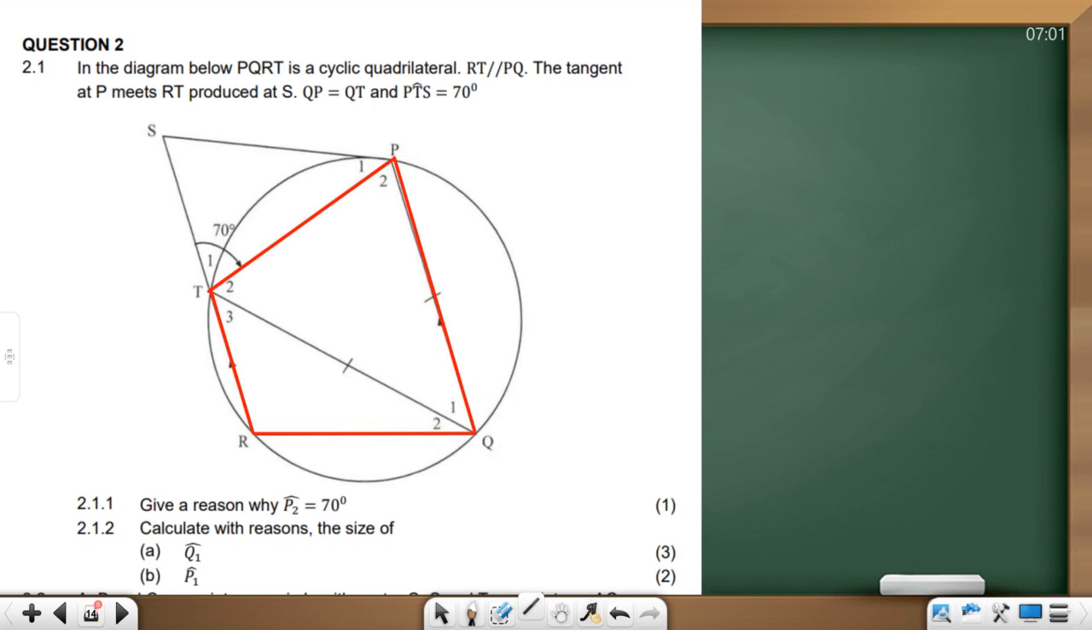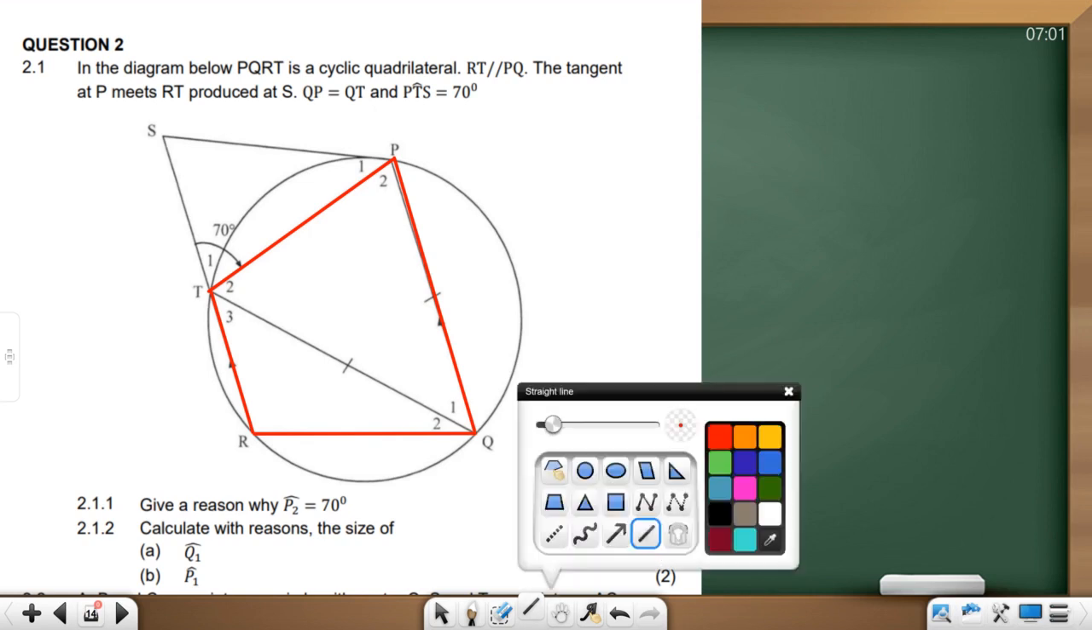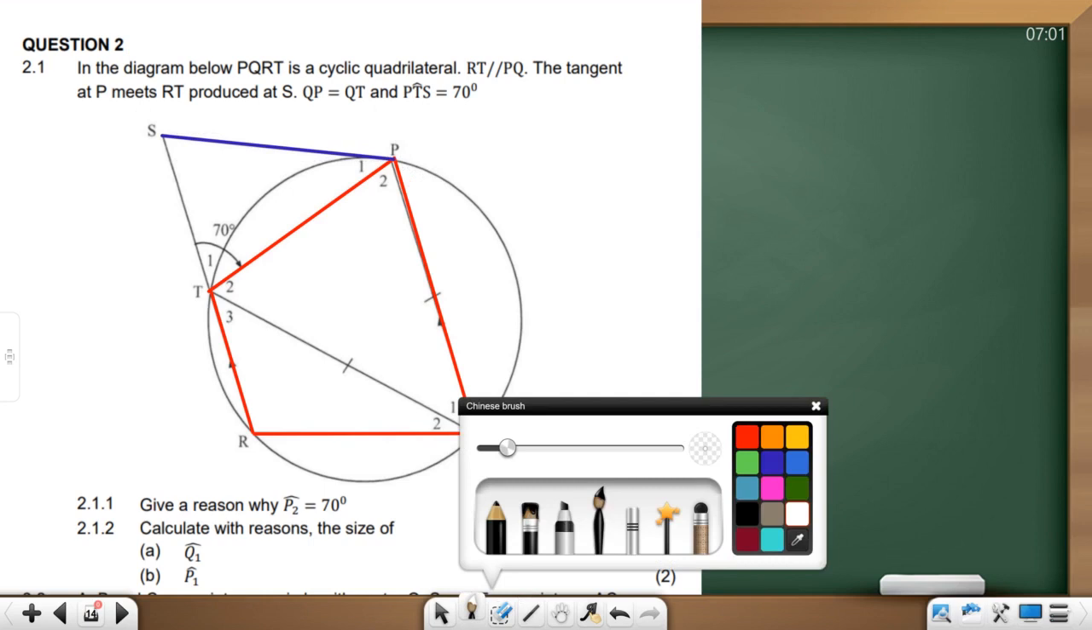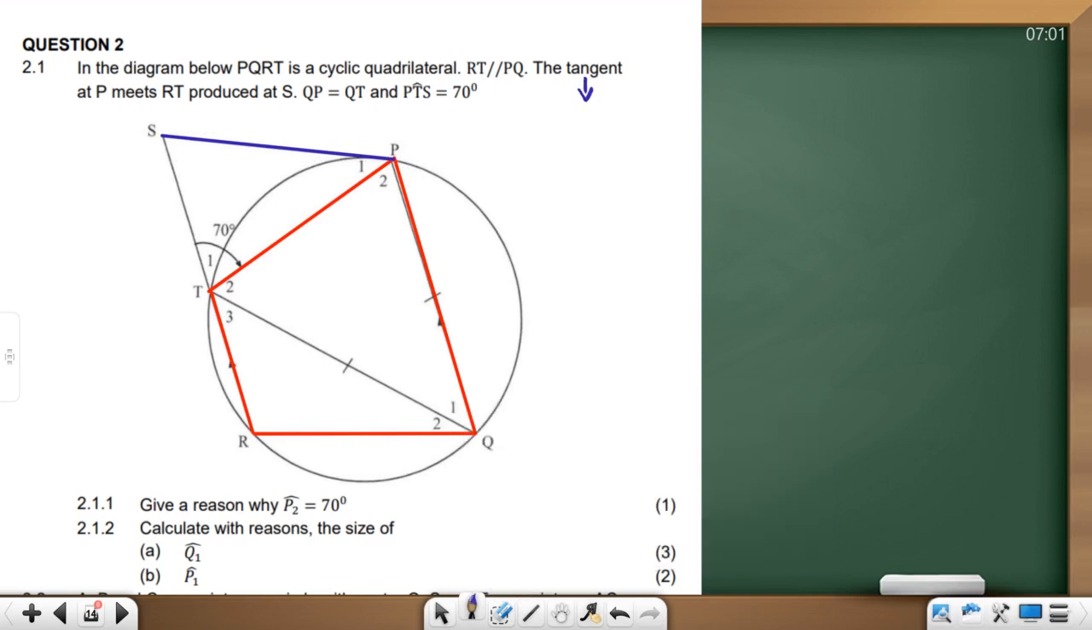The tangent at P meets RT. Tangent at P. Oh, where's my tangent? Let's use a blue line to draw the tangent. Since I've mentioned tangent, you know what I'm thinking about already. You should know. I'm thinking about tan chord. So when the examiner says that, I'm quickly thinking about tan chord. I'm thinking about tan rad. And I'm thinking about tangents drawn from the same point.